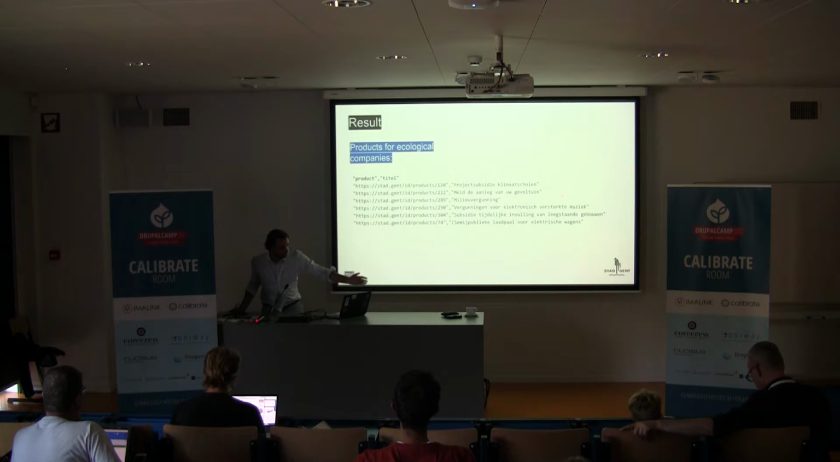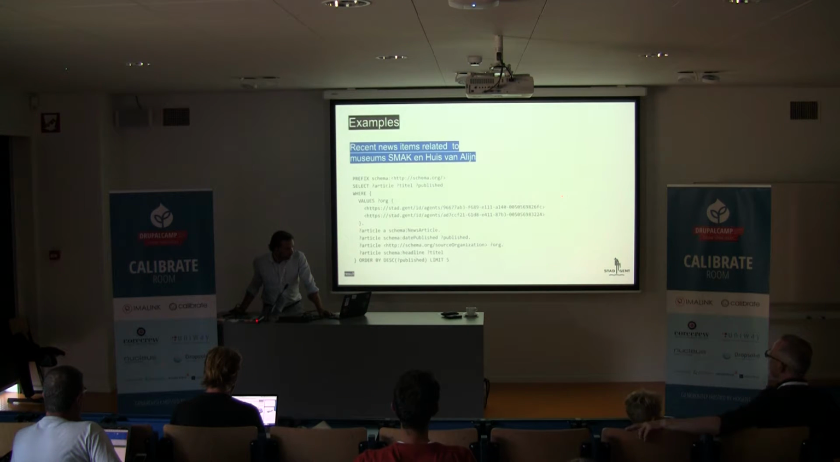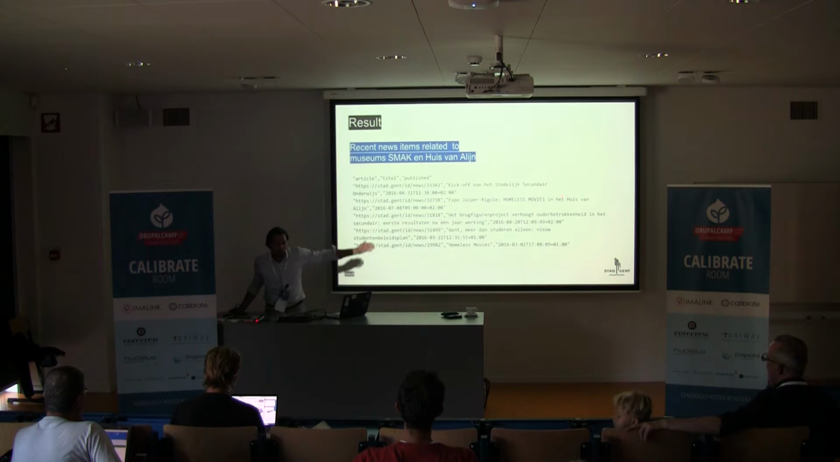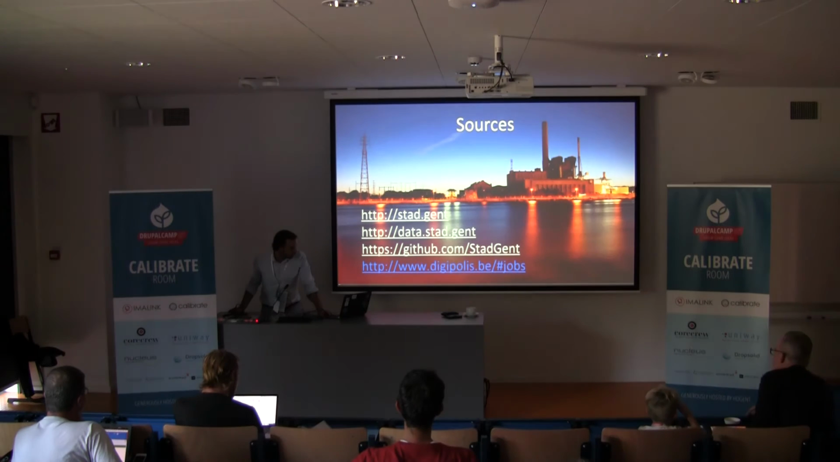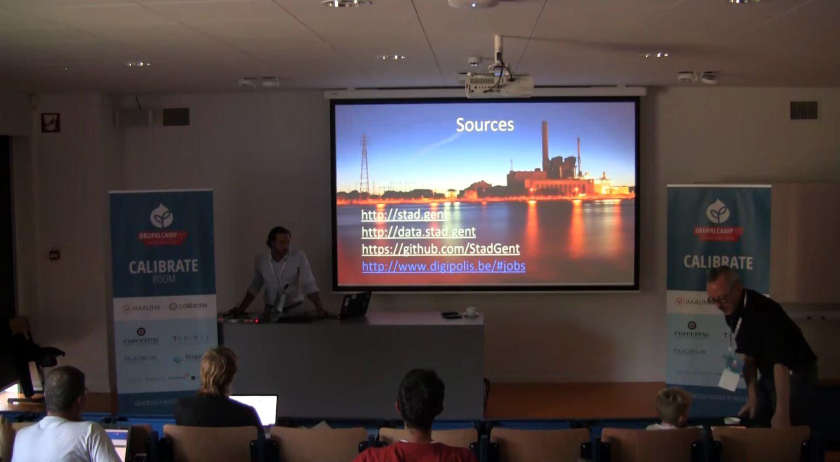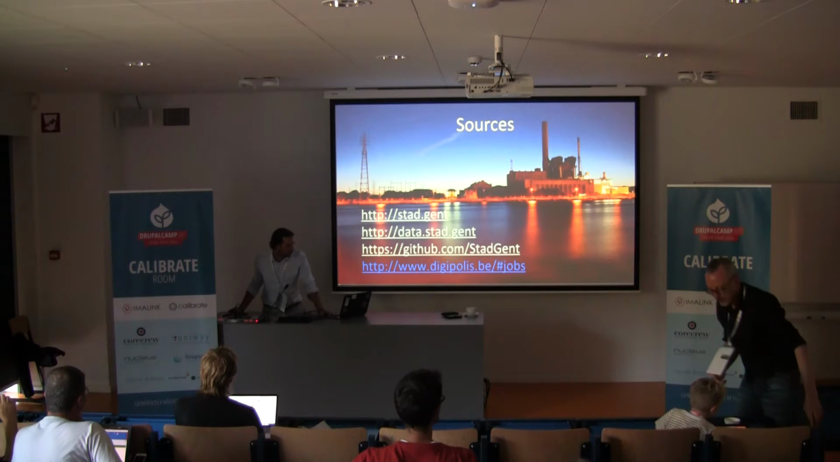And we can find a number of subsidies or other city products that you can use if you're an ecological company. Another one will give you all the news articles that were published recently by the City Museum and another museum in the city, the Huis van Alleen. And you will get this kind of result from this. It's not very readable, but if you query it, you can get it in any format you want. There you go. I think this is more or less it. There's a finishing slide which I didn't put in here, so maybe Bart can say something about it.